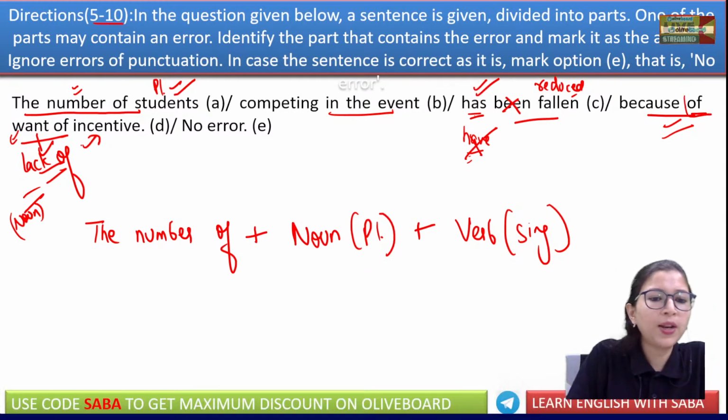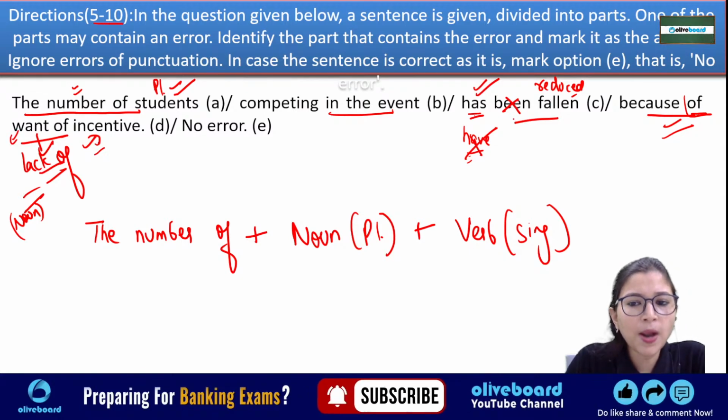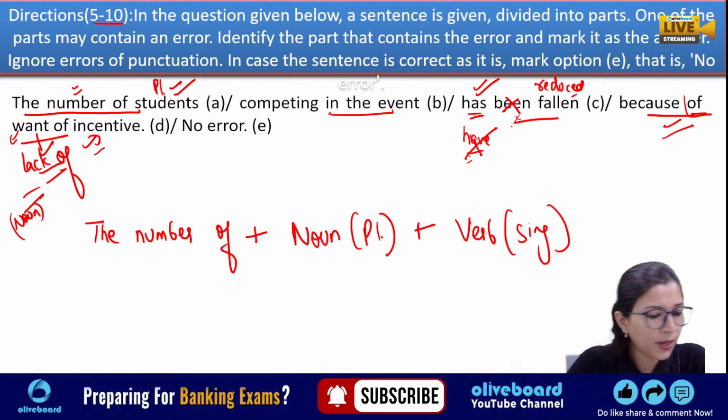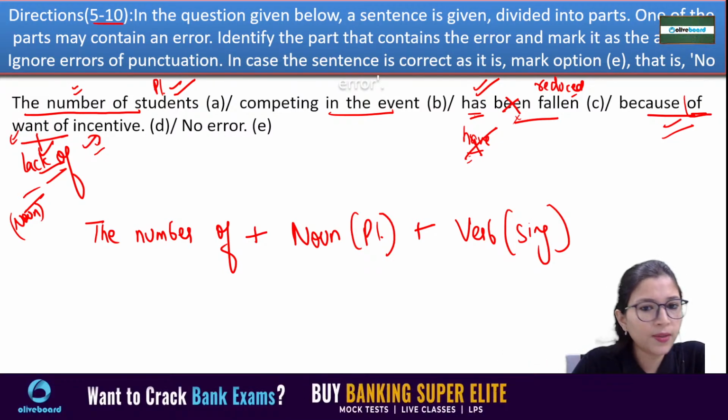I know maximum of you will get confused in this part, but this part is absolutely correct. Only the error is in C part. It will be in active voice because the number has reduced. Simple. So I hope it is clear. The error is in C part.